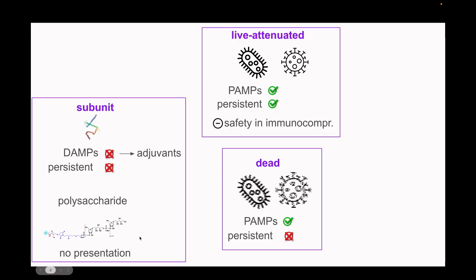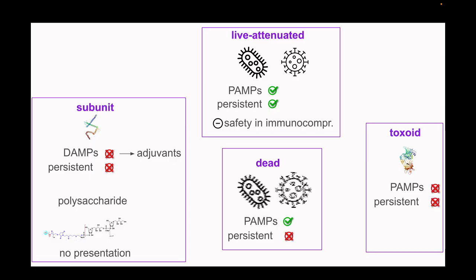Okay, one final class of vaccines are toxoid vaccines. Some people would group them under subunit vaccines. I list them here as a separate class. Toxoid vaccines essentially are subunit vaccines, so they are again proteins, more specifically toxins. The two common ones here are tetanus toxin and diphtheria toxin. And as with the subunit vaccines, we don't have PAMPs, we don't have persistency.